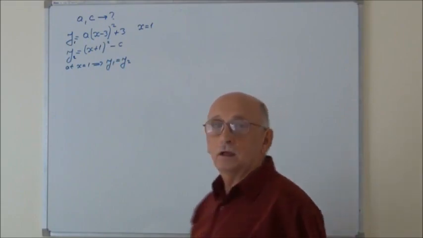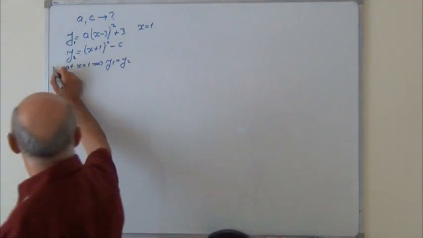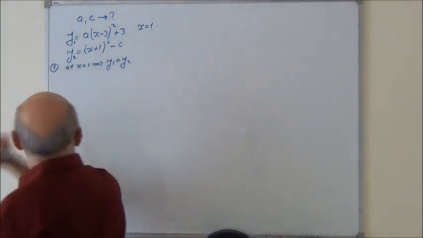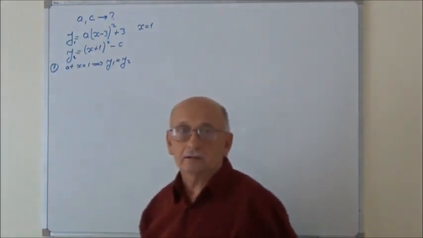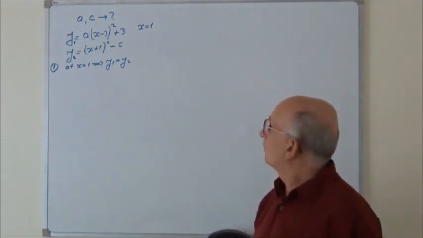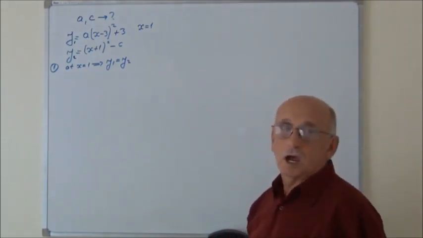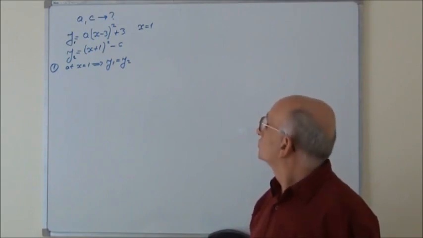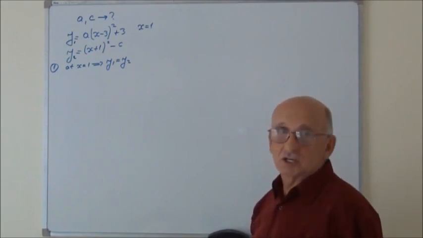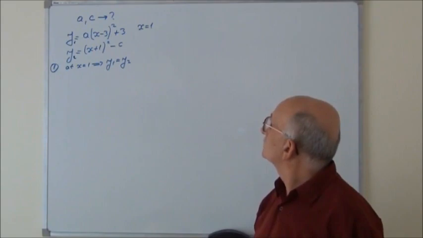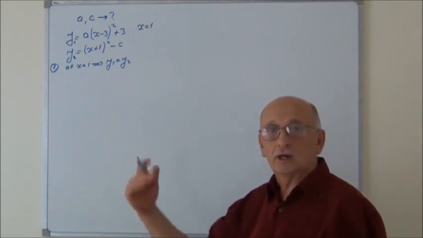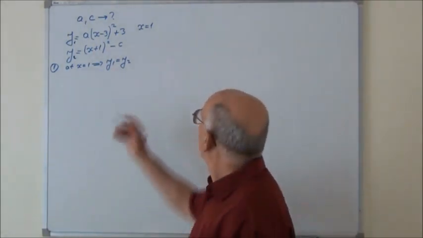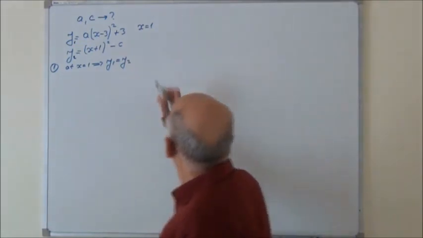The other equation we can get from the fact that gradients of those two curves must be the same at x equal 1. So we have to differentiate each of those two curves and then equalize their gradients for x equal 1.